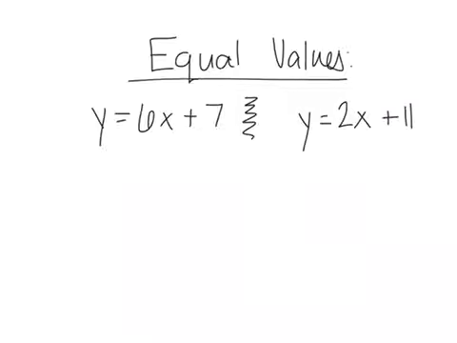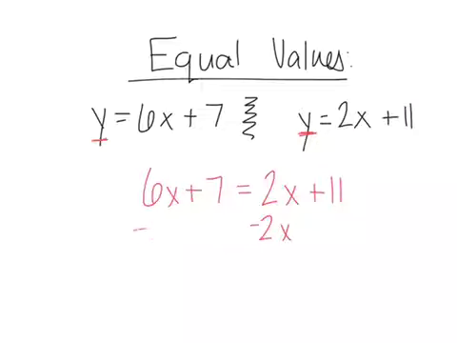You will want to use the method of equal values when you notice the two equations are both solved for the same variable, in this case, y. Since both of these equations equal y, I can set them equal to each other. From there, that gives me one equation with one variable that I know how to solve.